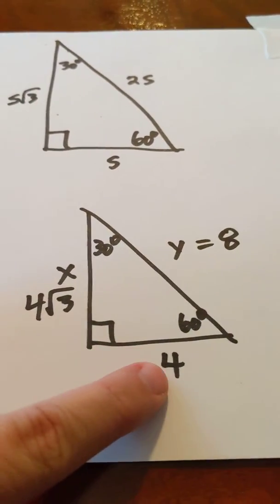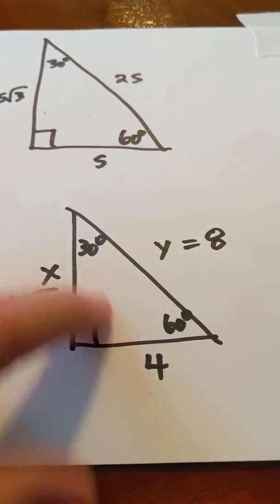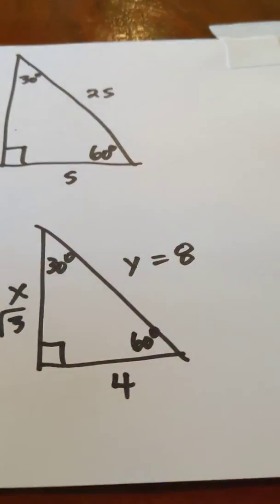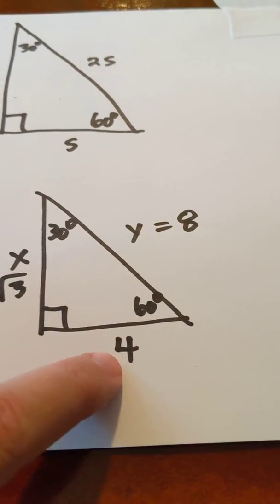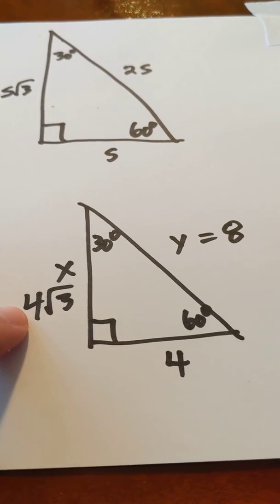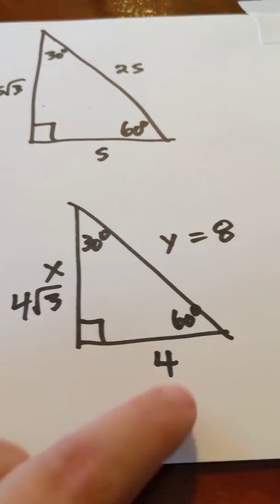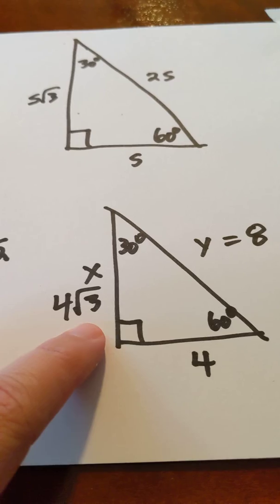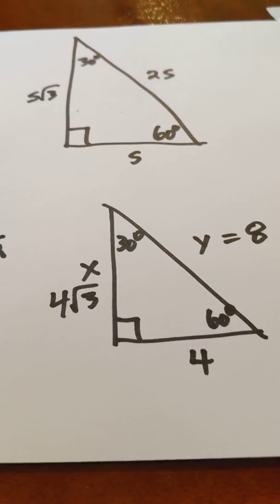So consider the following. Suppose I tell you this is 4. Well, if this is 4 and it's the short side, then the hypotenuse has to be 8 because it's going to be double that. And the long side has to be 4 times the square root of 3 because it's whatever this is times the square root of 3. And that's how that works.